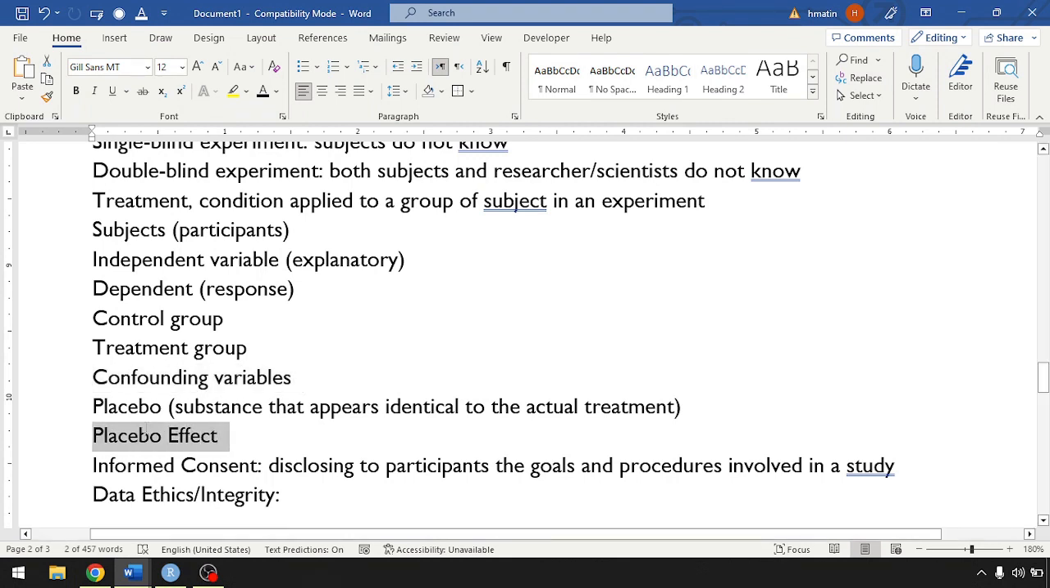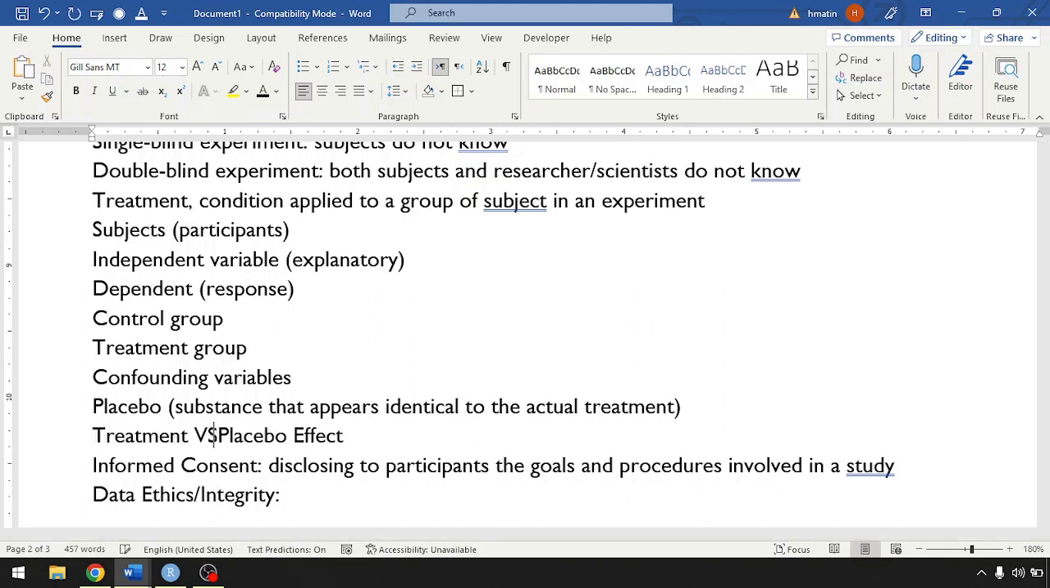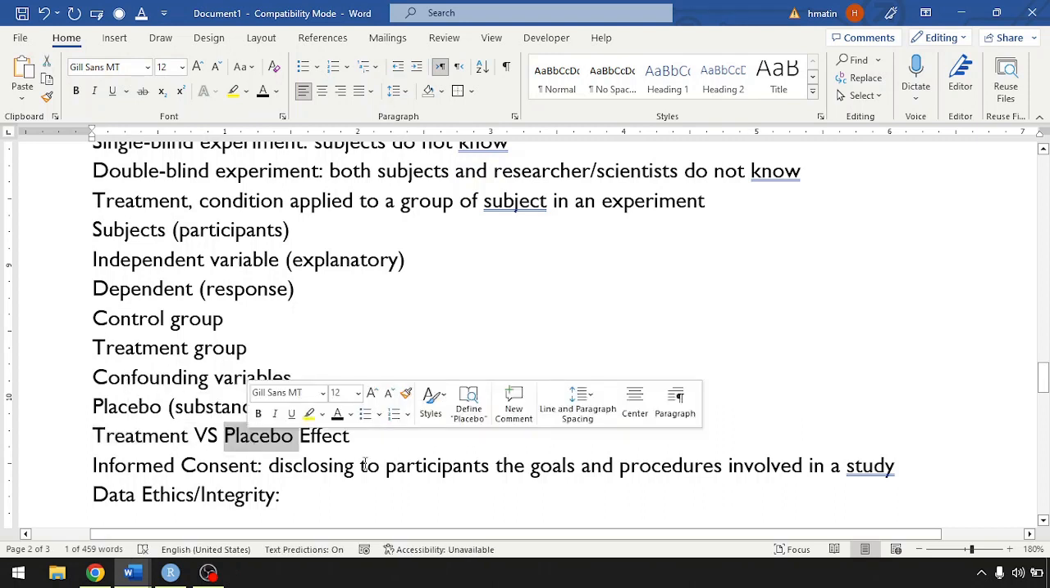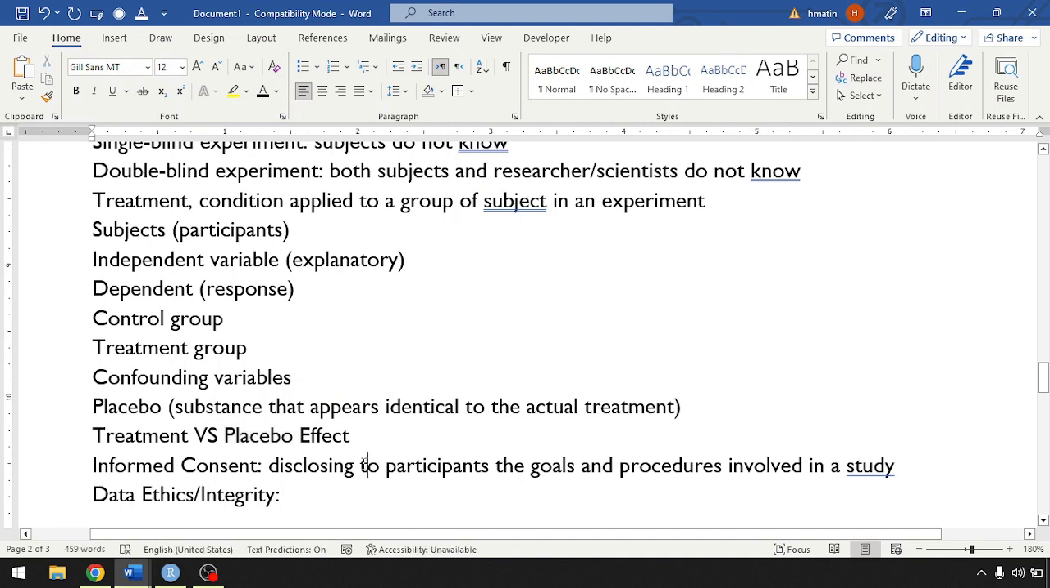And placebo effect is when a participant or a patient does not have the actual treatment but has the placebo, and we would like to compare the effect of actual treatment versus the placebo effect. So treatment versus placebo effect. The treatment is when you actually have the actual medication, and placebo is when you have the fake medication in the case of experiments.